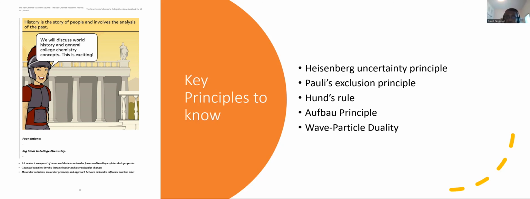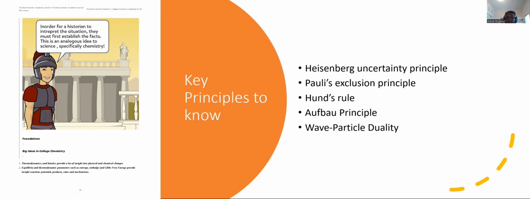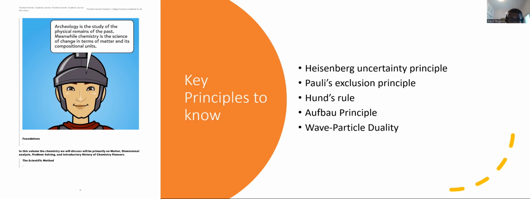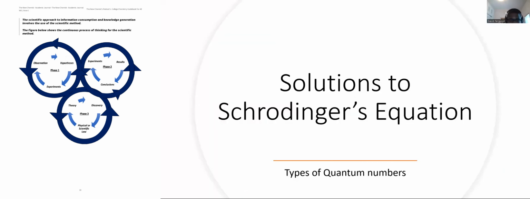Now we have wave-particle duality. Basically, we talk about that with de Broglie's ideas that matter has wave-like and particle-like properties. The classic example of that is when we look at a particle or the electron. So let's go back over these things.